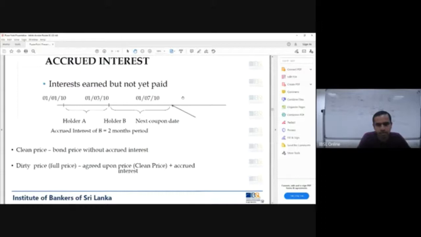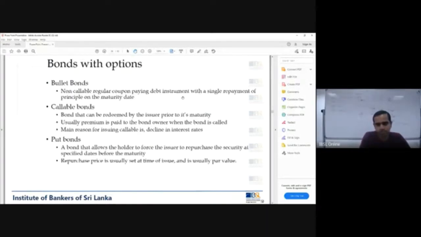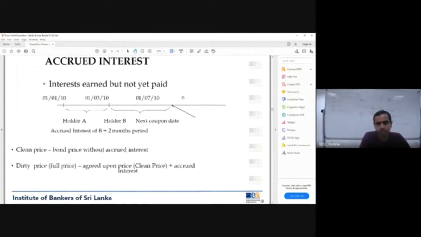Clean price of a bond is the bond price without accrued interest. Right? So there are two prices of a bond. One is the clean price, the other one is the dirty price. If you don't include accrued interest, it's called the clean price. Whereas the dirty price or the full price includes accrued interest. It is the clean price plus accrued interest. Right? Dirty price is the price that you actually pay, the clean price plus accrued interest.